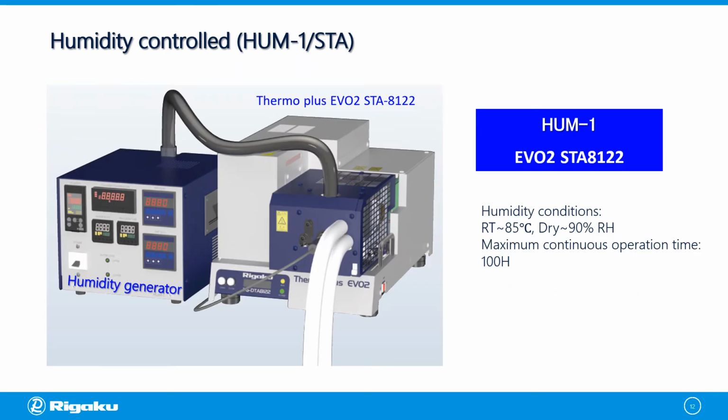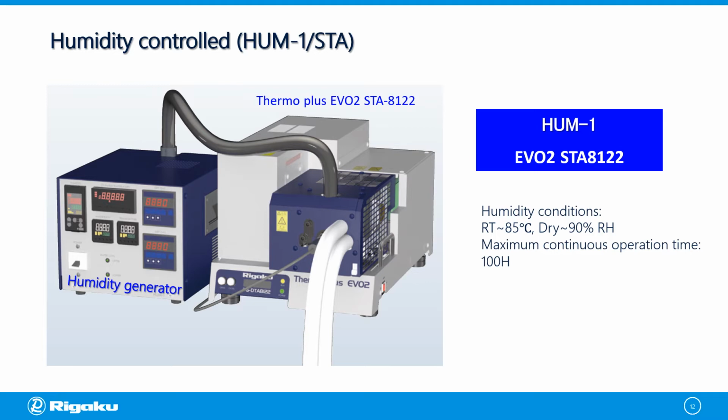In STA, we can perform measurements under air static or with a gas flow using inert or air atmosphere. However, if you want to measure the effect of relative humidity on the thermal behavior of a material, the HUME1 or humidity generator is a suitable option for simulation measurements using water vapor atmosphere.